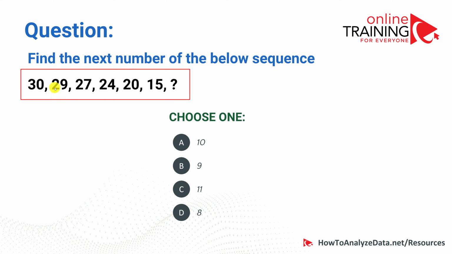30 is 1 more than 29, and 27 is 2 more than 29. 24 is 3 more than 27, 20 is 4 more than 24, and 15 is 5 more than 20. So the next difference would be 6, and 15 minus 6 would be 9.